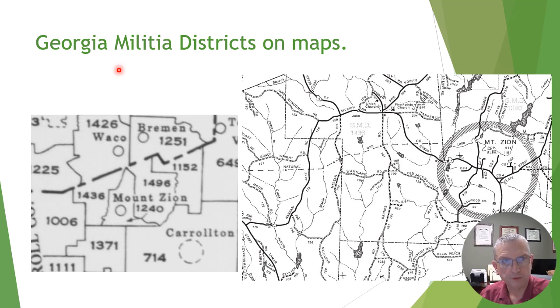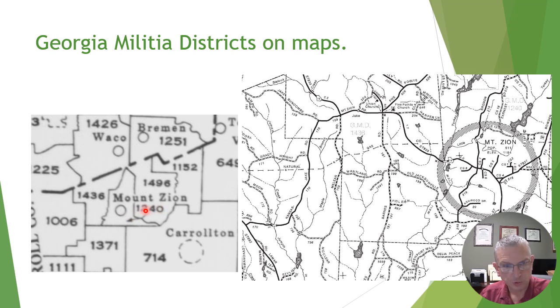Now, you've reviewed the map of Georgia militia districts, and I've looked at a part here just north of Carrollton. I've enlarged that map so that we could talk about it. A little circle here means a town, and those are named, as you can see there, like Mount Zion.